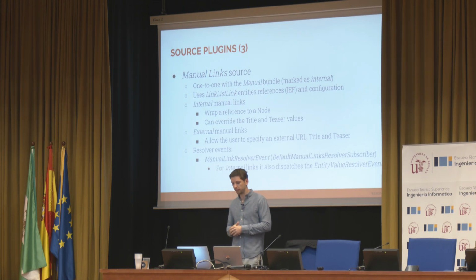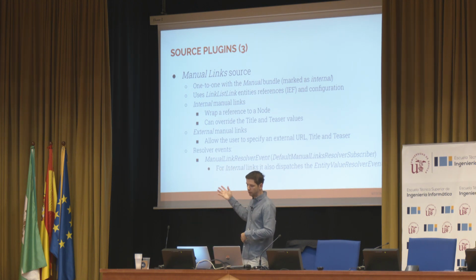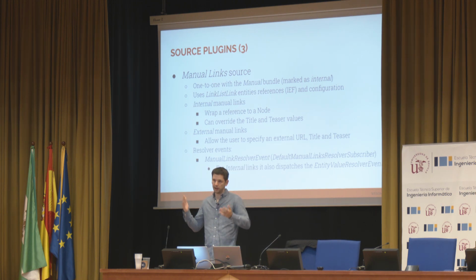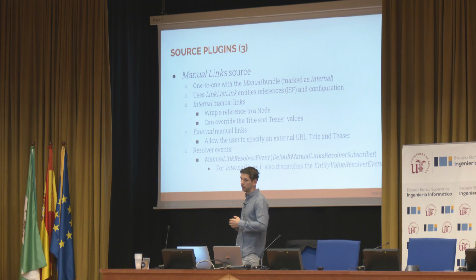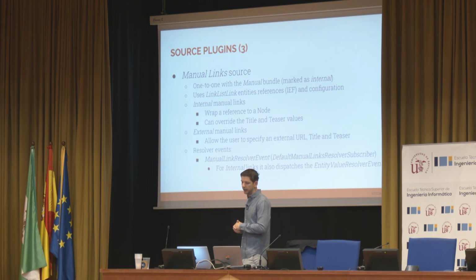So we have internal links, which essentially wrap a reference to a node and can override the title and teaser value right there on the spot. By default, it uses the node values, but they can be overridden. And external links, where you specify the URL, title, and teaser. And of course, this also comes with some resolver events that turn those values into the link interfaces.